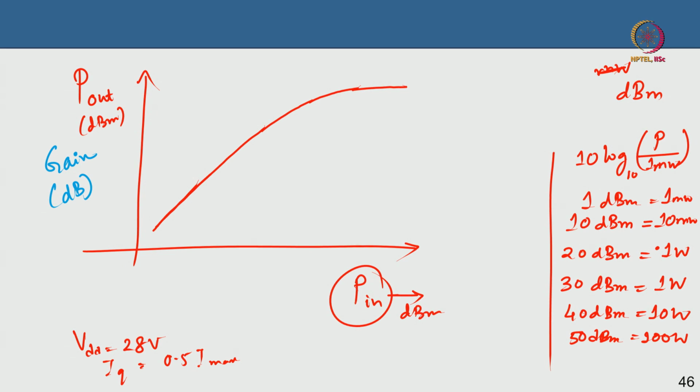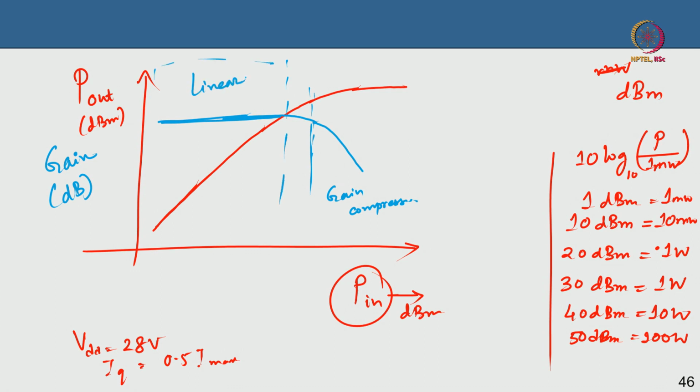So the gain will stay flat, and at this point the power is getting saturated, so we call this gain compression. The gain will start compressing like that. So this is your gain compressing, it's reducing. This is your flat gain. So this part is like your linear portion.